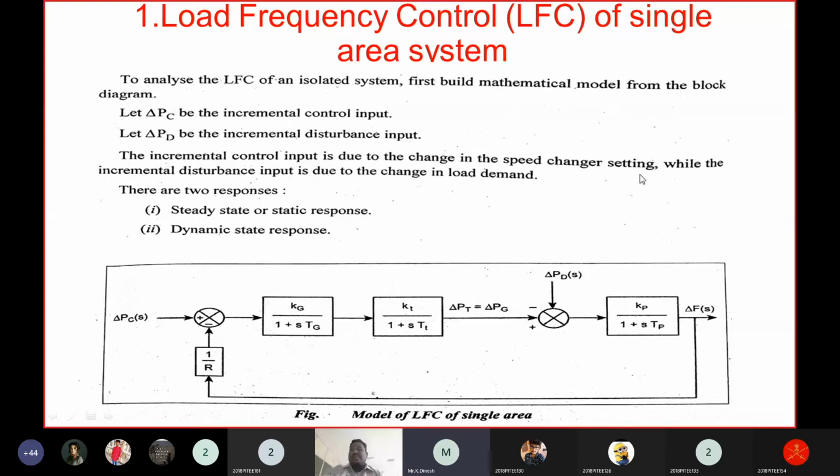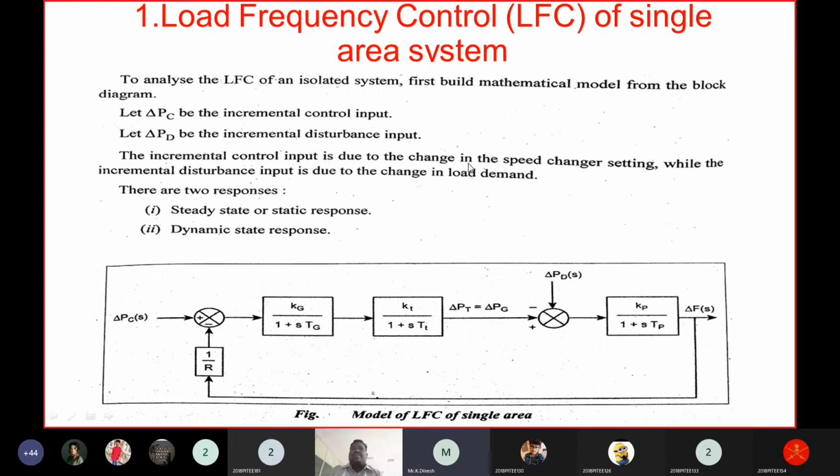The incremental control input is the change of speed changer setting. Your turbine doesn't always receive the same speed. For example, in a hydro power station, you couldn't get the mechanical response always in a constant manner. When the rainfall or the water is more, or when the dam is opened, you may get sufficient mechanical power. In case of a low stream or low flow, you have slow speed variation. So that speed changer is adjusted with your electrical generator. The disturbance is provided here.